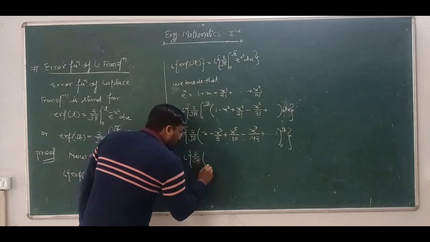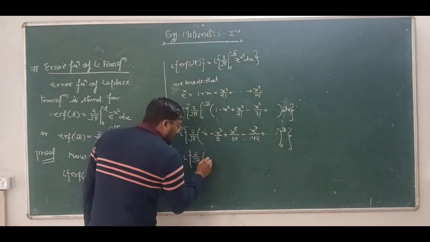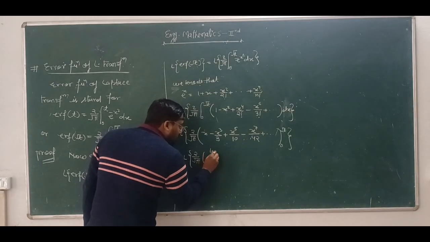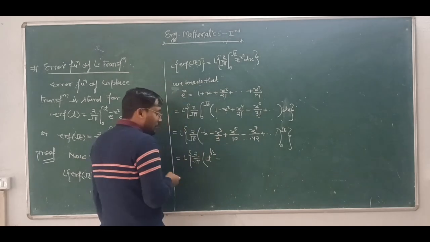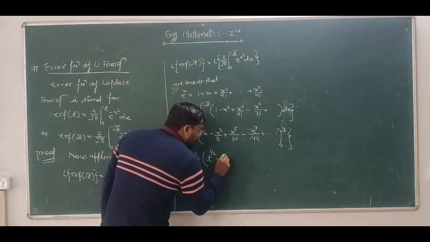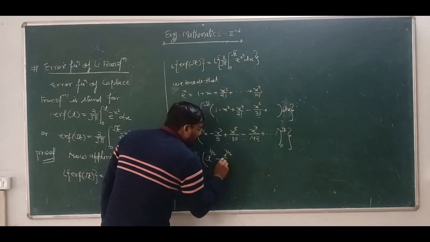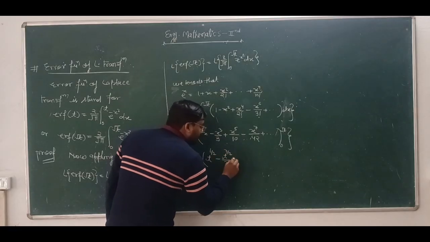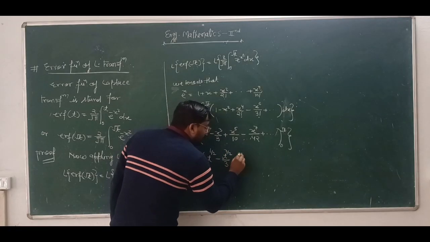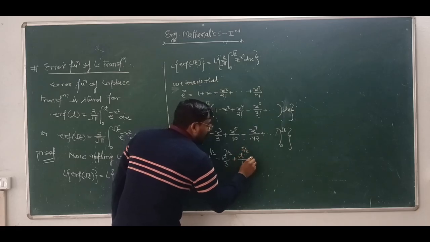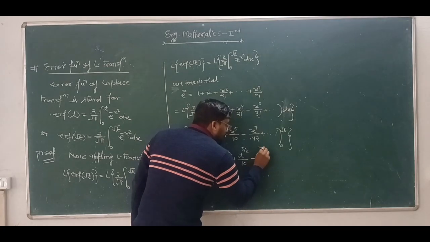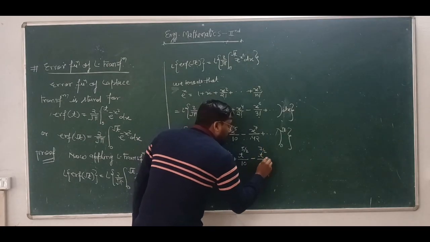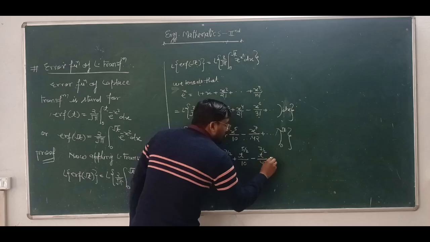Now the limit of root t, that is t to the power 1 by 2, minus t to the power 3 by 2 upon 3, plus t to the power 5 by 2 upon 10, minus t to the power 7 by 2 upon 42, plus dot dot.